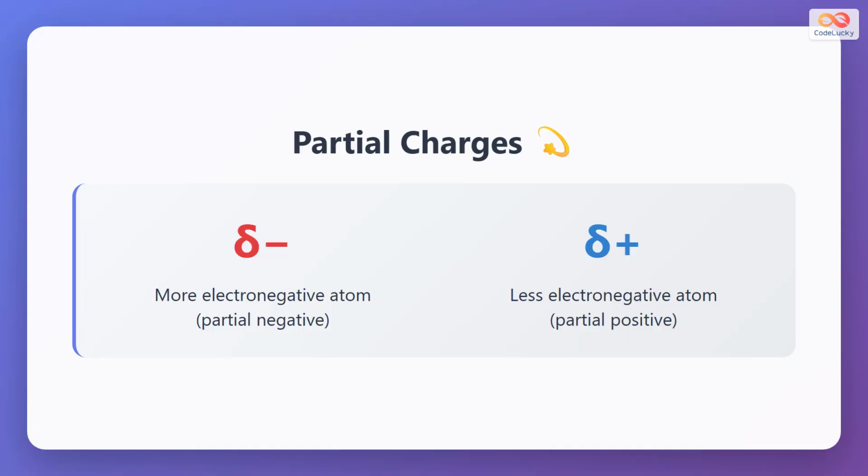This unequal sharing creates what we call partial charges. The more electronegative atom develops a partial negative charge, represented by the symbol delta minus. The less electronegative atom develops a partial positive charge, represented by delta plus. These are not full charges like in ionic bonds, but rather partial charges that give the molecule special properties.